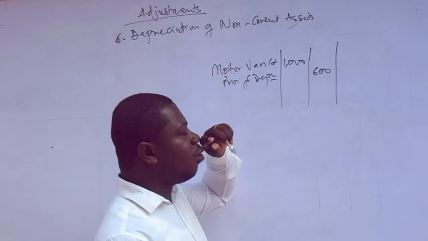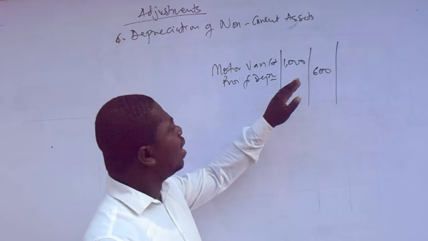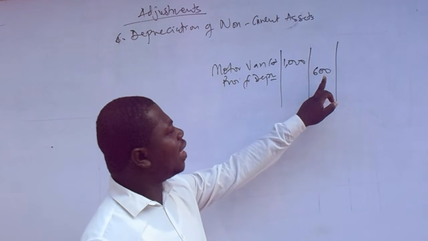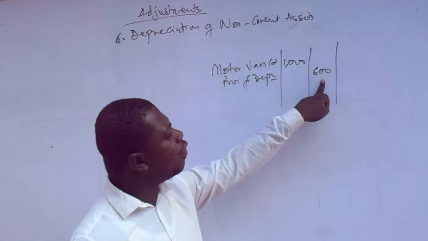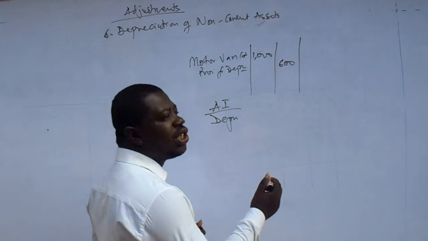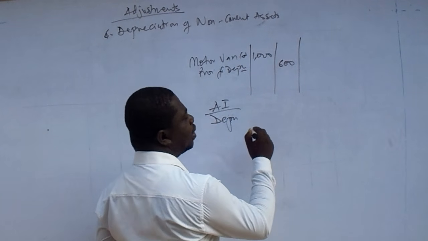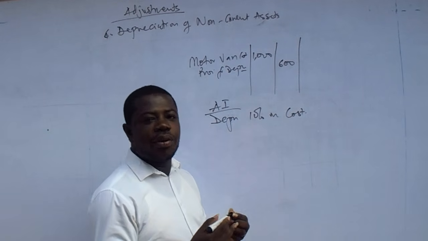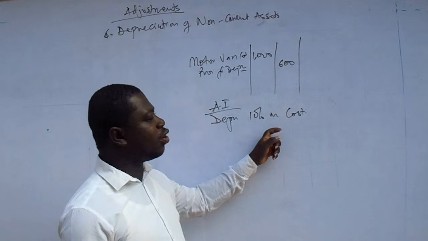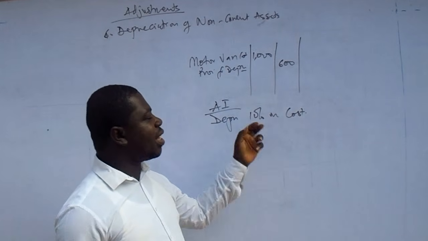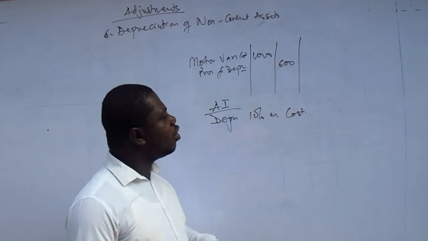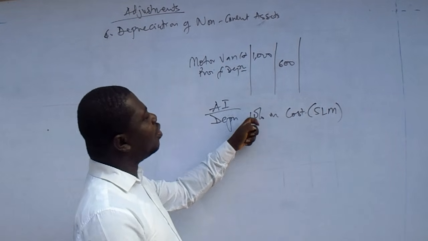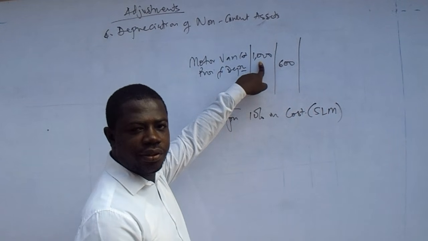For the motor van, what it means is that we bought the motor van for 1,000, and it has been depreciated over the years up to a value of 600. And in the additional information, we say that depreciation is 10% on cost. If the question says it should be calculated as 10% on cost, it is the same as the straight line method. Then it means that we are going to apply this 10% rate on the 1,000 to get the depreciation.